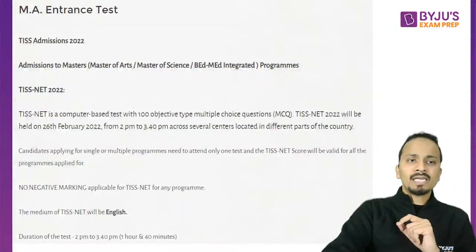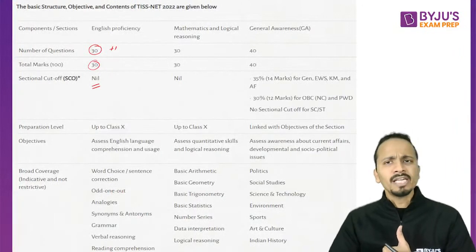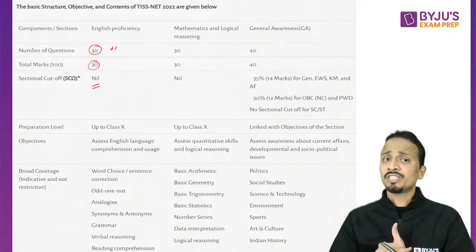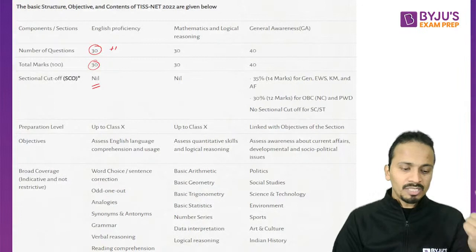Right. Let's continue our discussion about the structure of this examination. So I was talking about the English proficiency section. So it has 30 questions and +1 for each question. That means 30 marks.